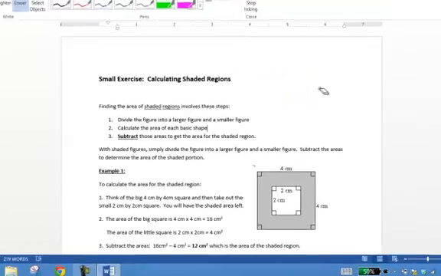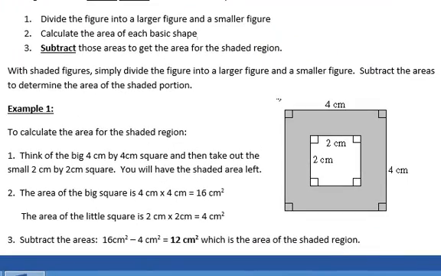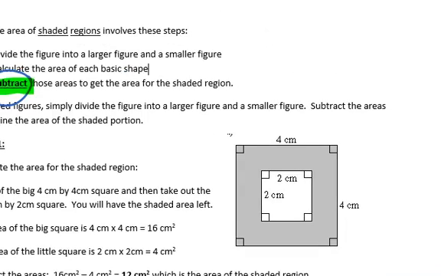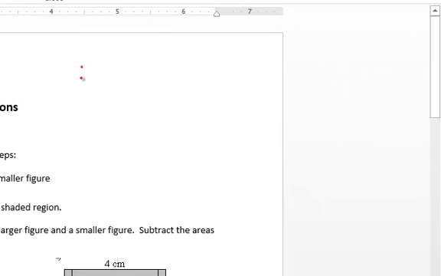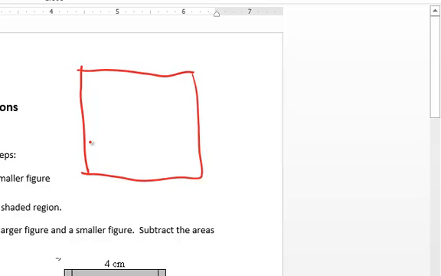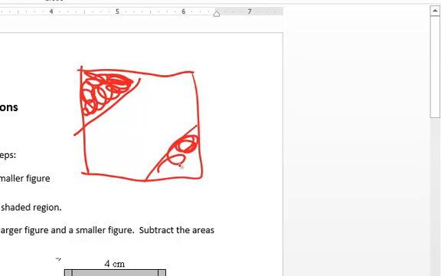In this particular case, instead of doing adding, the focus, the keyword would be the word subtract. I'll show you an example of what I'm talking about. Let's say that I have an object like this one, and I only want to find the area of this part right here.